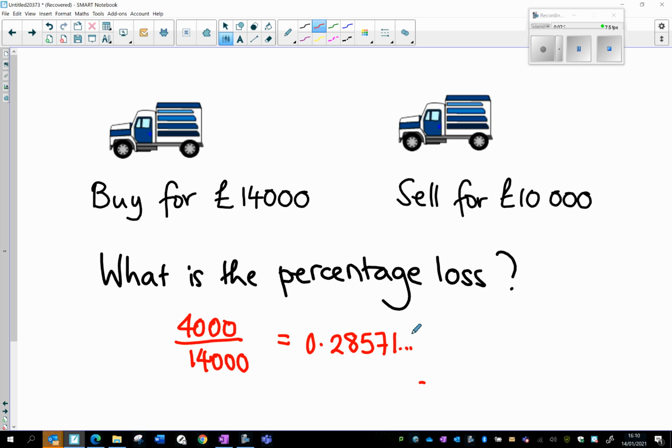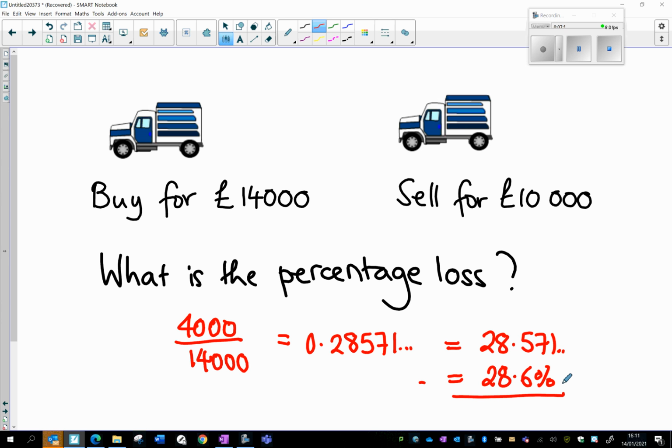Okay, but if I want to change that into a percentage, all I need to do is multiply by 100, and if I multiply by 100, it's going to be 28.571%. Round it to 3 significant figures, so 28.6%.